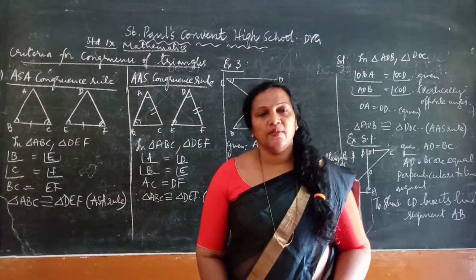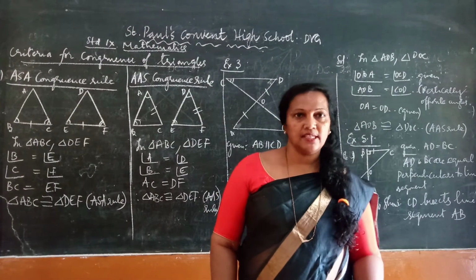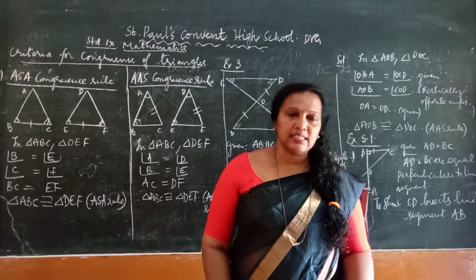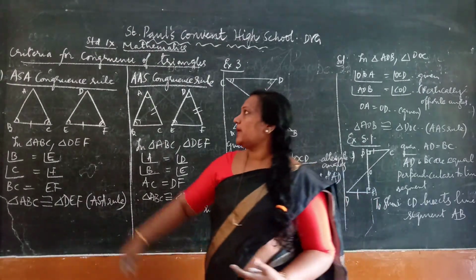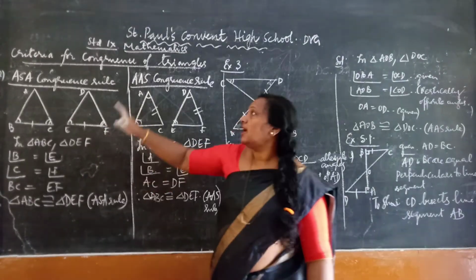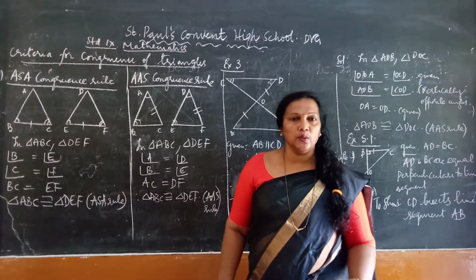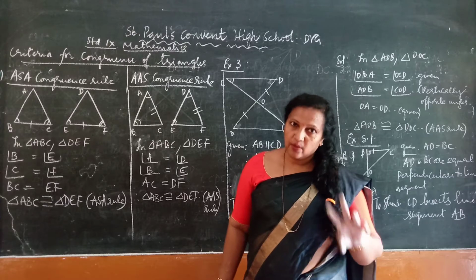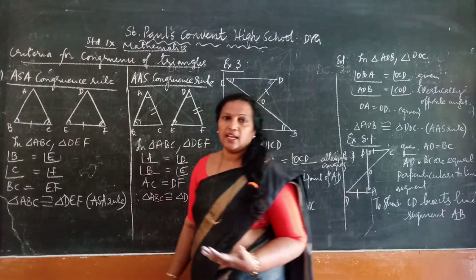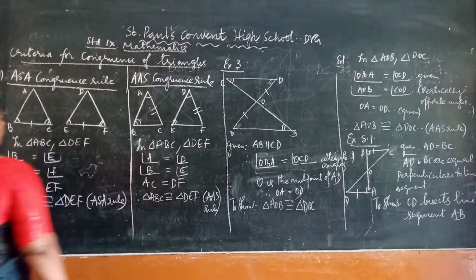In the last class we solved the problems based on SAS congruence. In this class, let us solve the problems based on ASA congruence as well as AAS congruence rule. We have already learned about ASA and AAS. What is the ASA congruence rule?